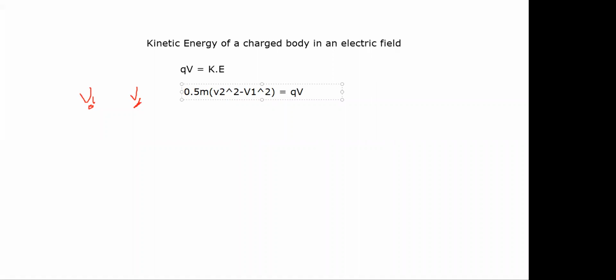Mind it, capital V is the potential, and v1 and v2, let me write them with small letters so that you can understand it is velocity. v1 and v2 are velocities and capital V is potential. From this you can easily find out v1 and v2.